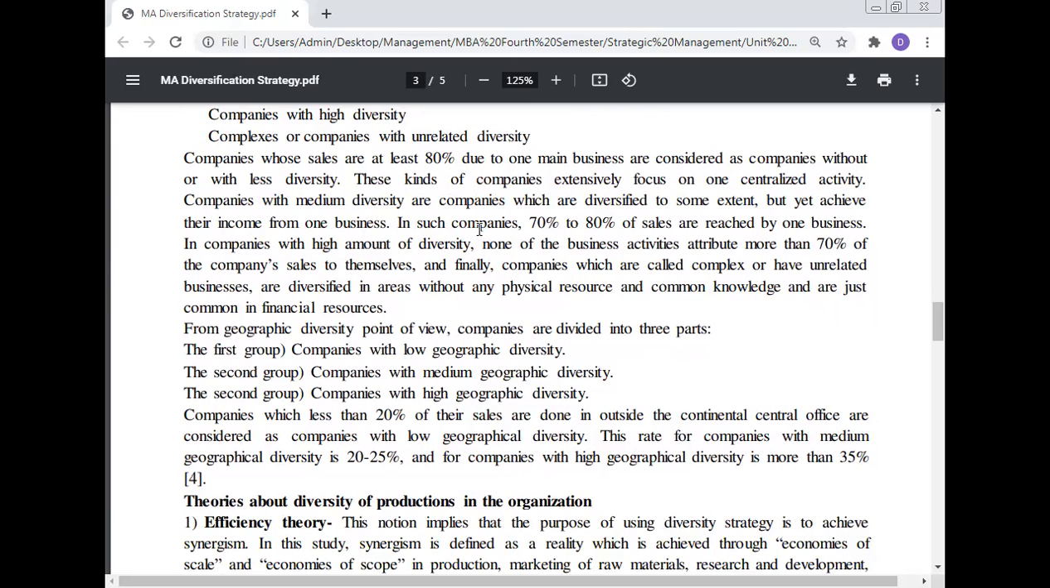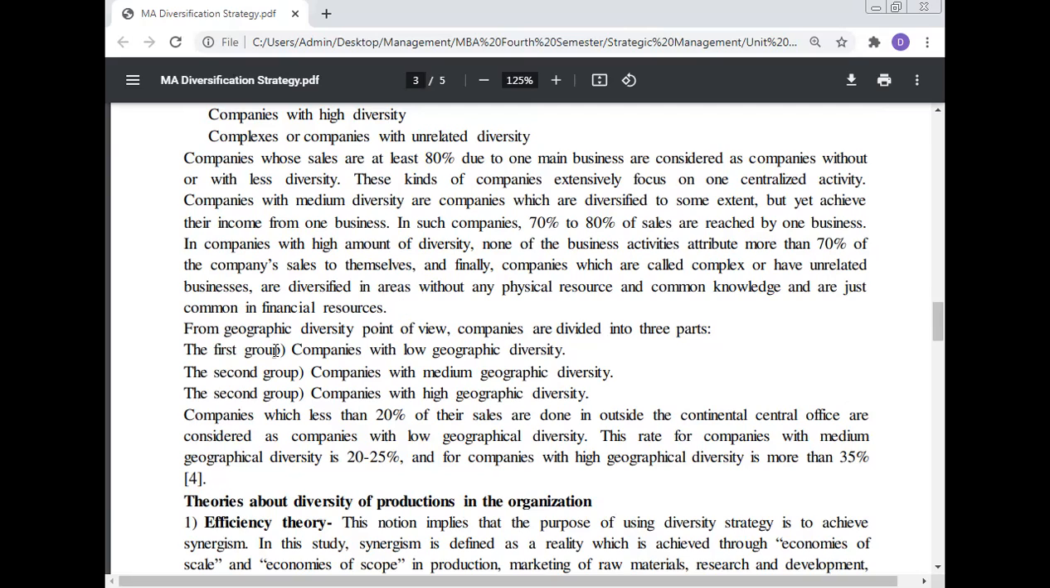Companies with medium diversity are diversified to some extent, yet achieve their income from one business. In such companies, 70 to 80% of sales are reached by one business. In companies with a high amount of diversity, no business activity contributes more than 70% of the company's sales. And finally, companies called complex, or with unrelated businesses, are diversified in areas without any physical resource or common knowledge, and are common only in the financial resources.